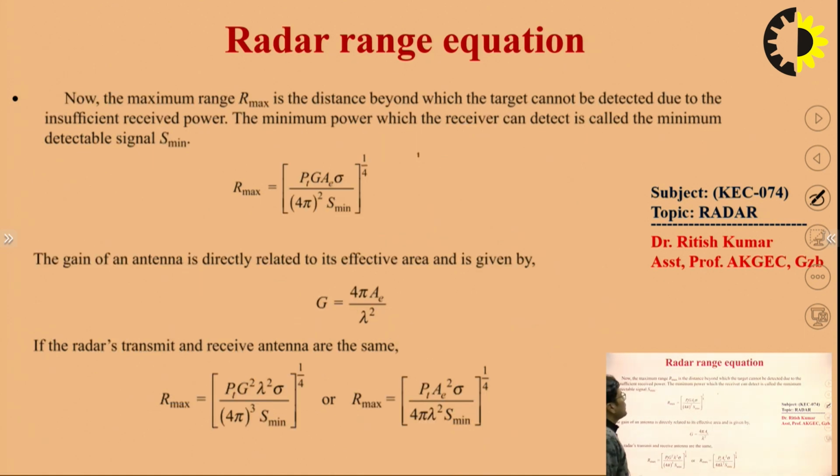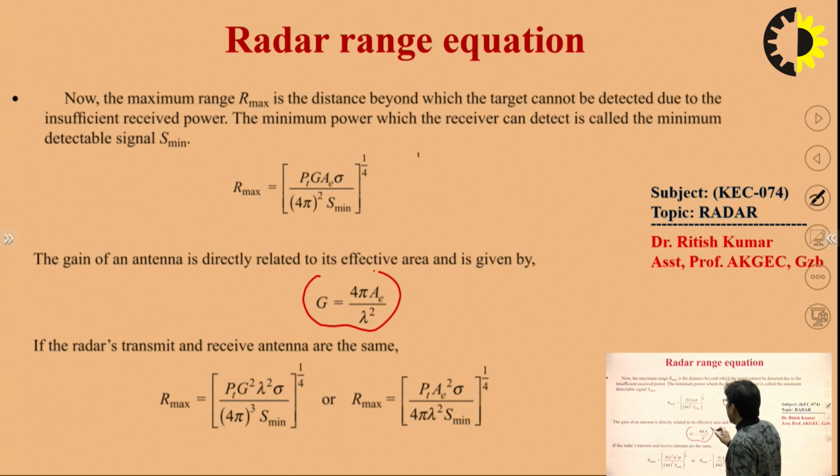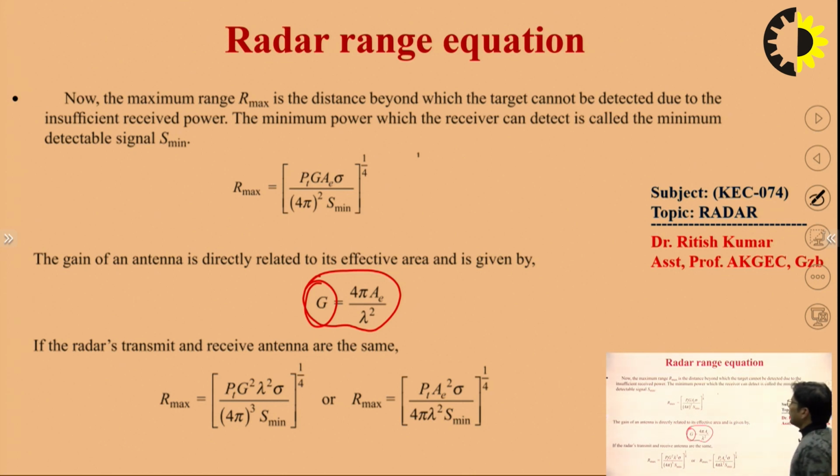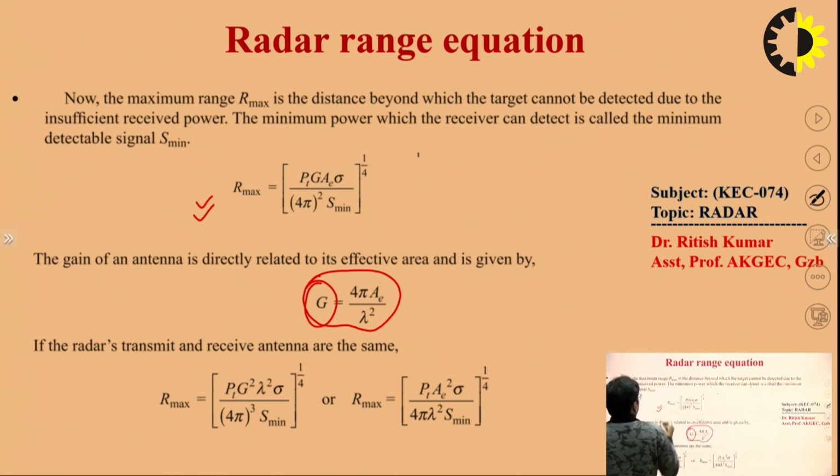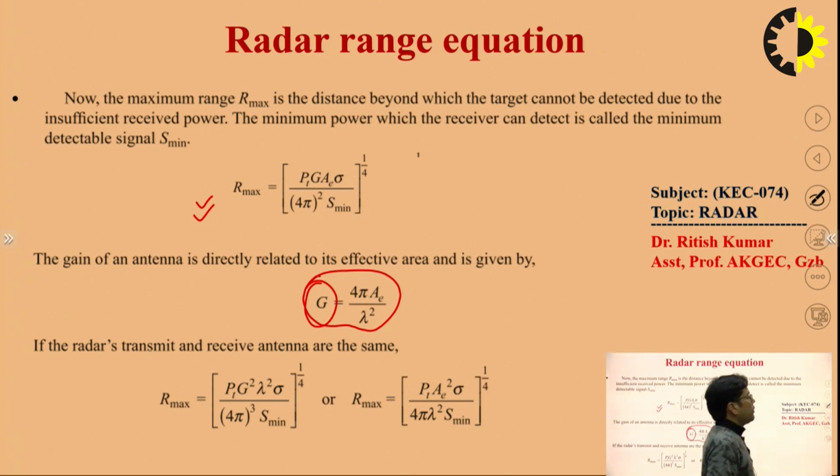And the next one, the relation between effective area and the gain of the antenna is represented by G is equal to 4 pi upon lambda square into A, where G is the gain of the antenna. By putting these values in the previous equation, we have R maximum here. R maximum is the maximum distance which is detected by the radar. In other words, this is the distance where the minimum power can be detected. So the minimum power is directly related to the maximum distance here.